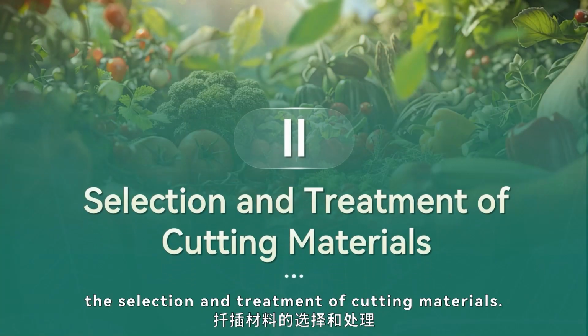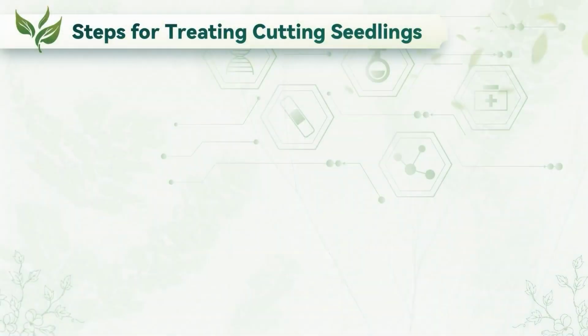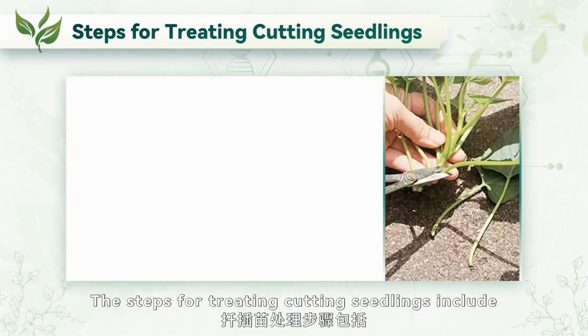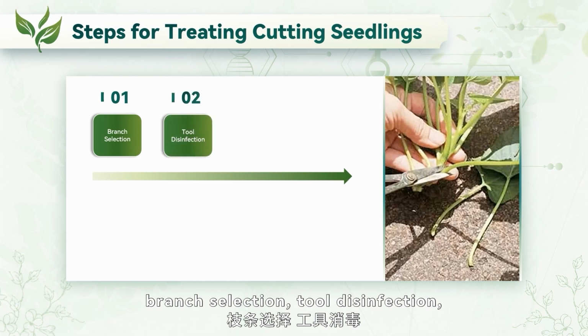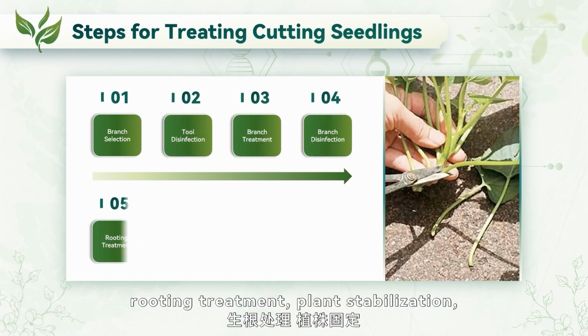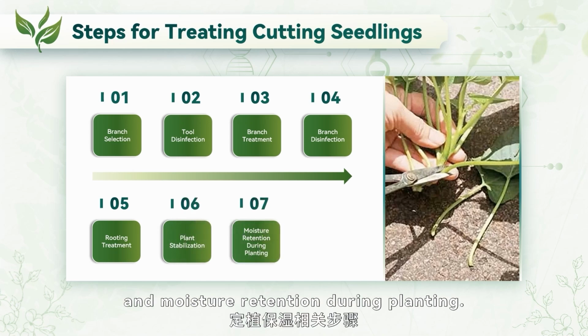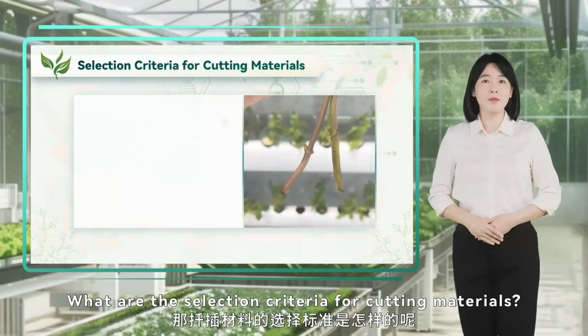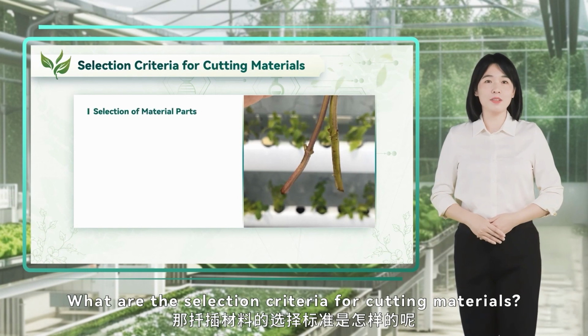Next, let's explore the selection and treatment of cutting materials. The steps for treating cutting seedlings include branch selection, tool disinfection, branch treatment, branch disinfection, rooting treatment, plant stabilization, and moisture retention during planting. What are the selection criteria for cutting materials?